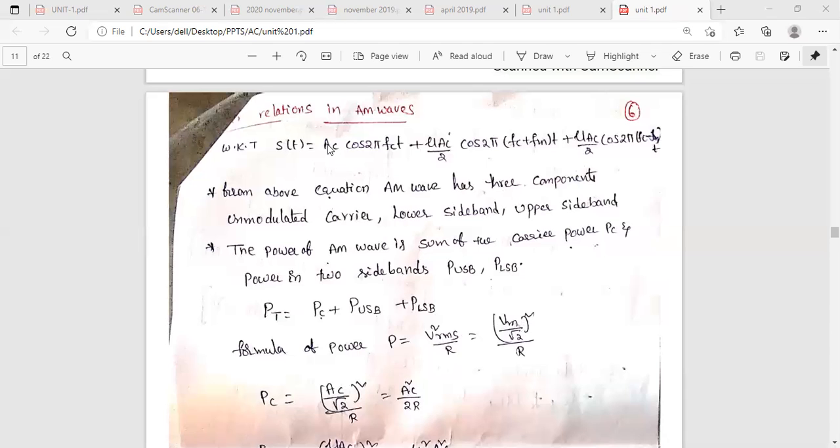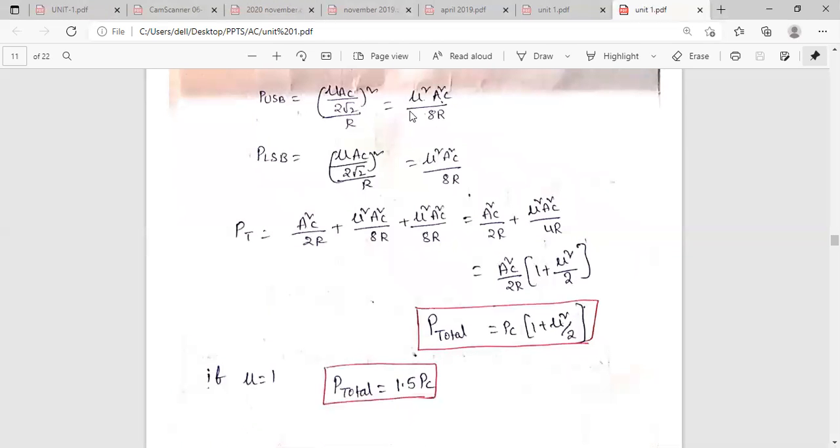If you want to calculate the carrier power, what is the peak value here? Ac. Instead of Vm, you have to write Ac. So what is the carrier power here? Ac squared by 2R. And also you can calculate the upper sideband power and the lower sideband power. These two are equal because the amplitudes of the upper sideband and lower sideband are equal.